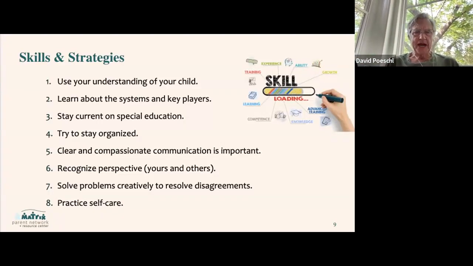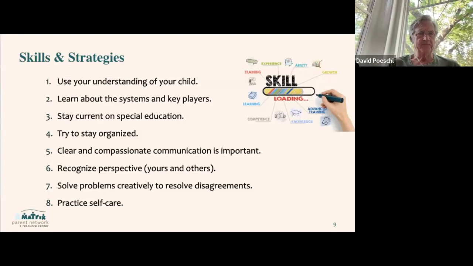And the last one is practice self-care. That's totally a personal thing for me. Self-care is going out and causing trouble, and so trying to make changes.